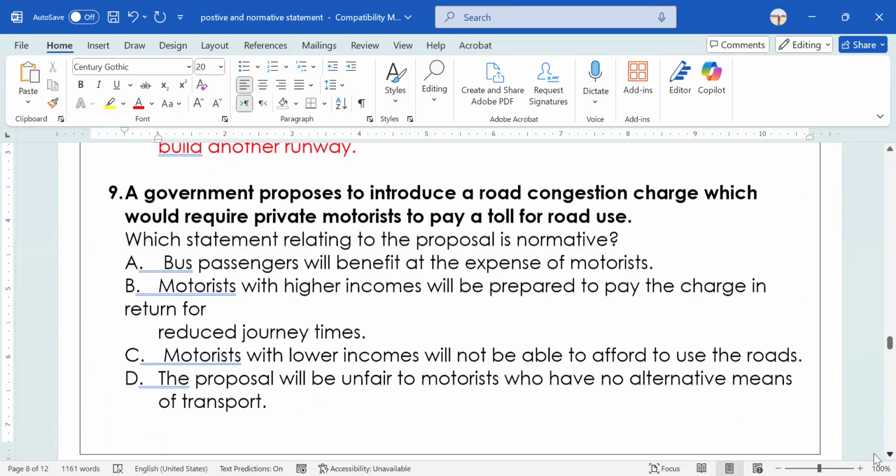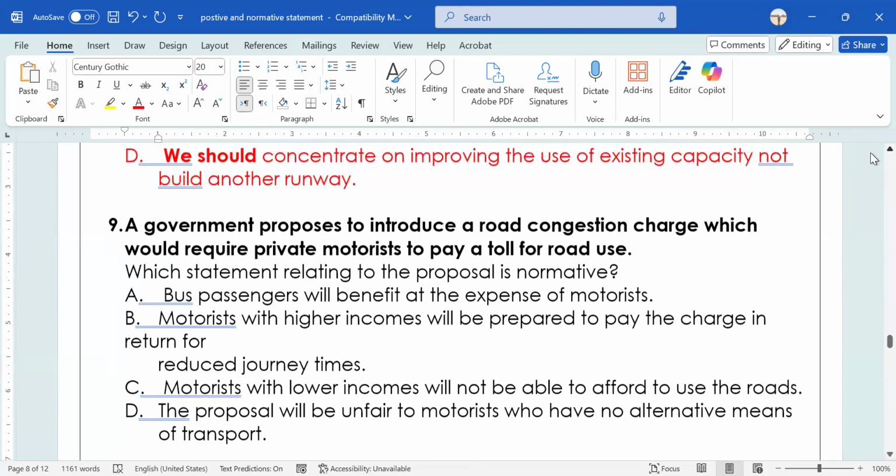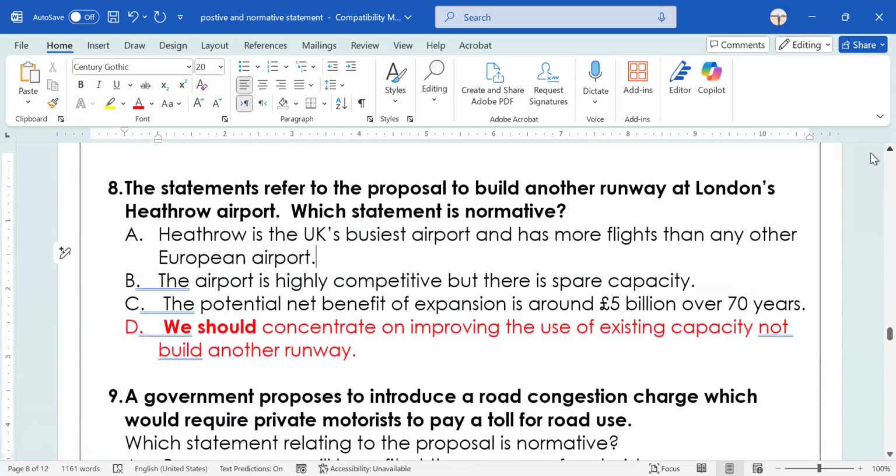Number nine, the government proposes to... okay. Let me take a look at number eight. Take note. If a statement tells you what it is or what will happen, or it can be checked or measured, it is a positive. If it tells you what should happen or includes opinions, again, it's normative. If there's a prediction and there's a certain number on that prediction, then it means it's a positive statement.